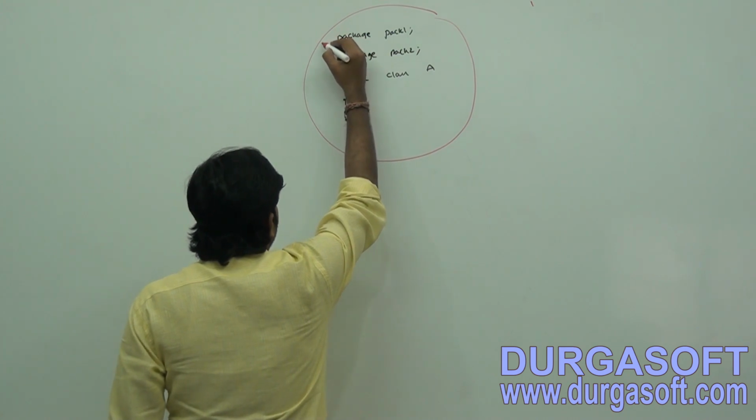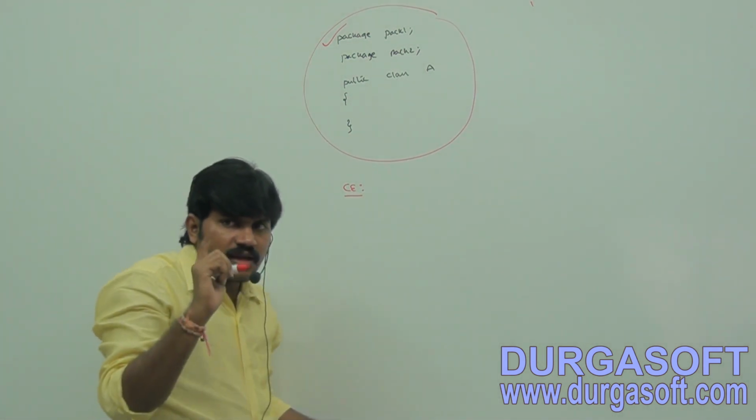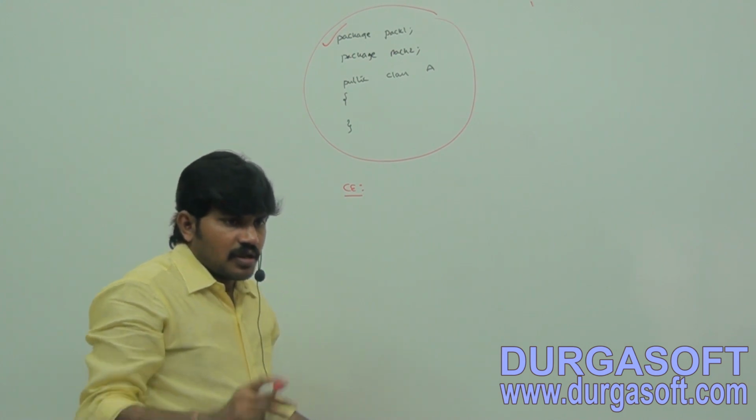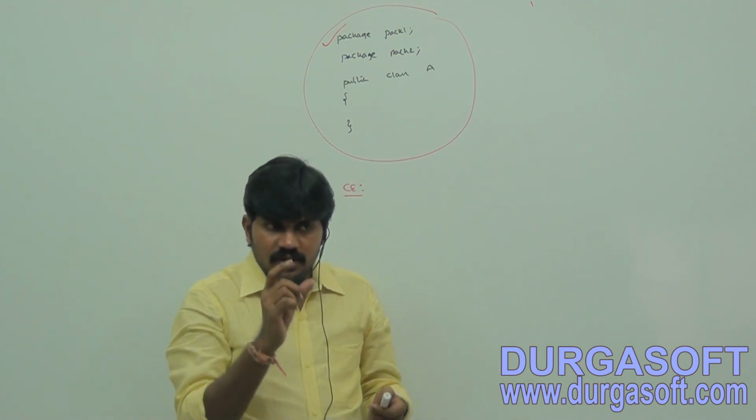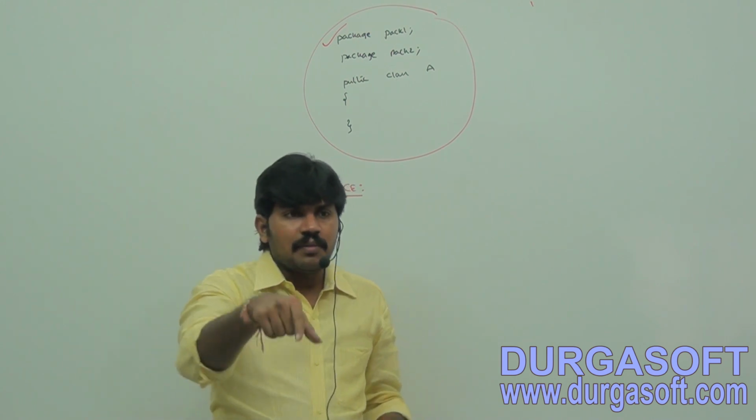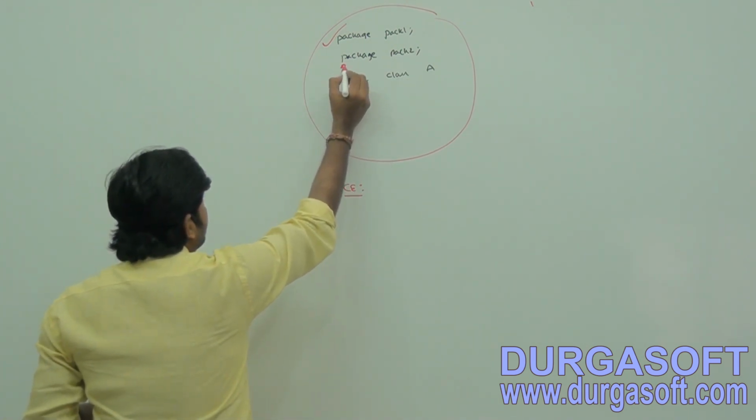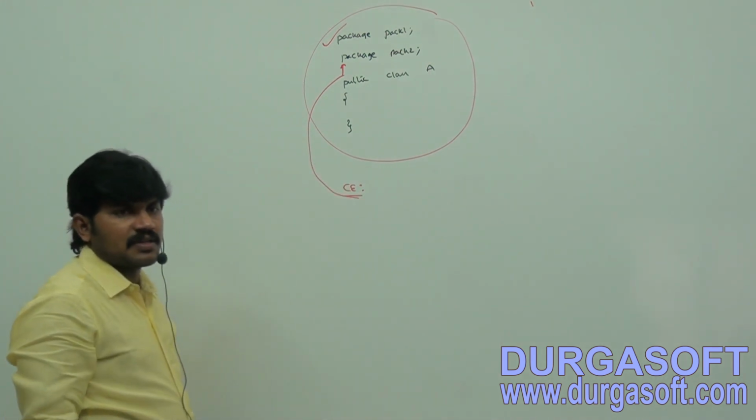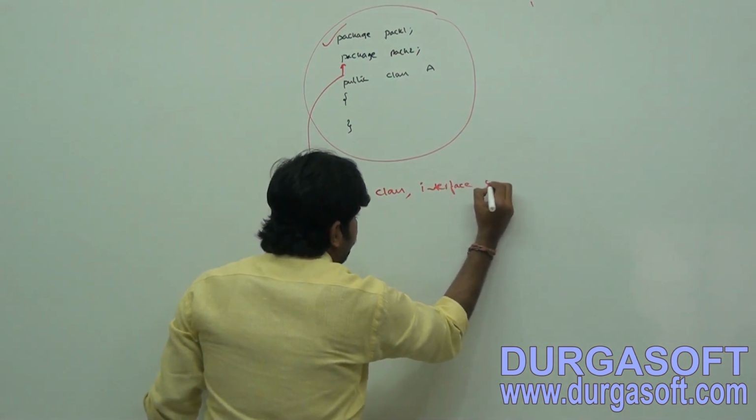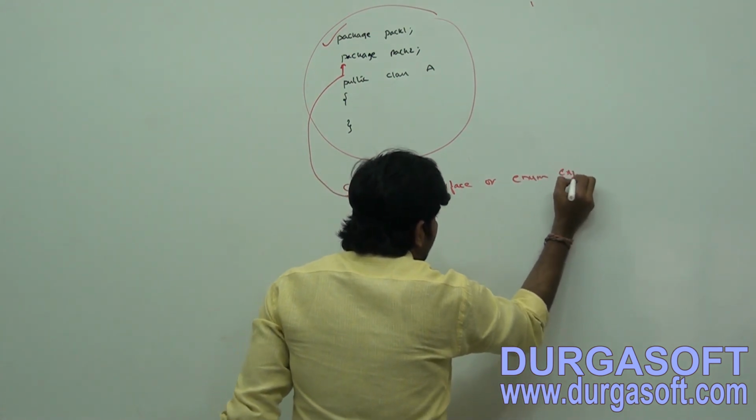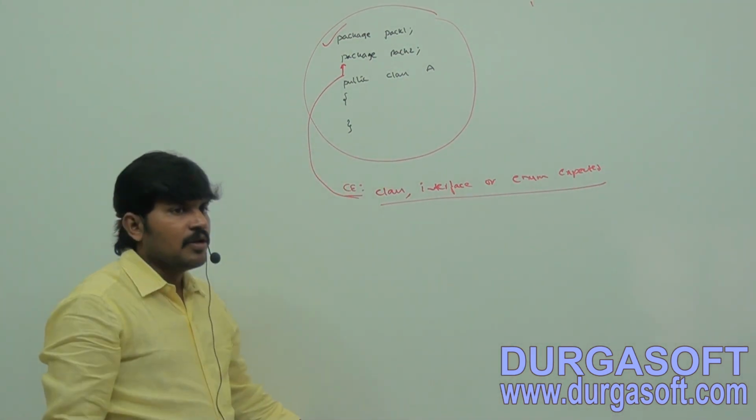First package statement valid. After package statement, immediately what is my compiler expecting? Either class, import is optional. Import if you want you can take, otherwise ignore. But what is the next one I am expecting? Either class or interface or enum expected. That's fine. But instead of class or interface or enum, now we are taking a package statement. That's why compile time error saying class or interface or enum expected. This is the compile time error by default we are going to get.